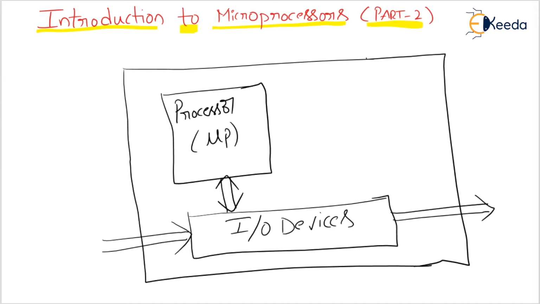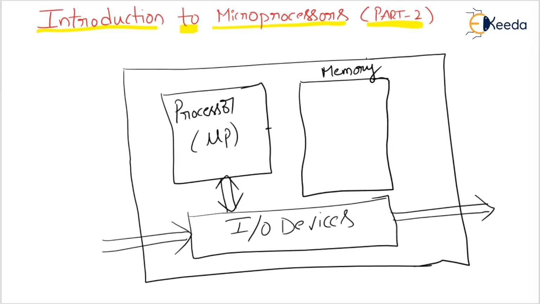Whenever we type a program on the keypad, where will the data be stored? Not at the back side of the keypad. The data will be stored in the memory devices. There is a contact between the processor and memory, but there is no direct contact between memory and IO devices.